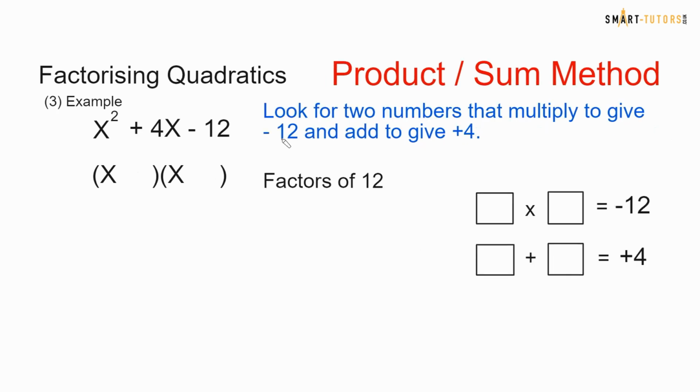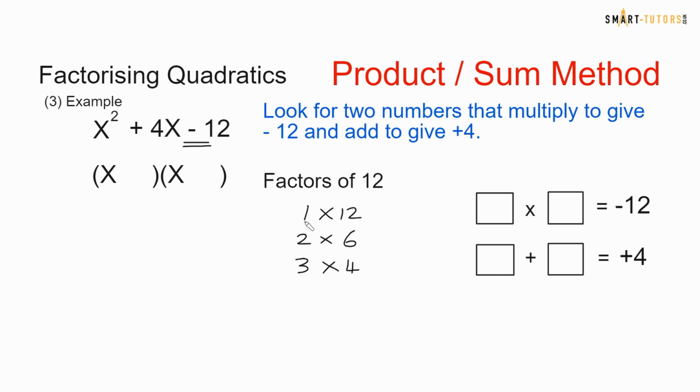Example 3. x squared plus 4x minus 12. Look for two numbers that multiply to give minus 12 and add to give positive 4. To do this one, list down all the factors of 12. So 1 times 12, 2 times 6, 3 times 4. So the next step, look for this sign. So this sign is negative. So negative means factors need to be taken away.